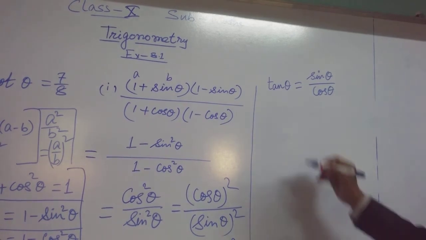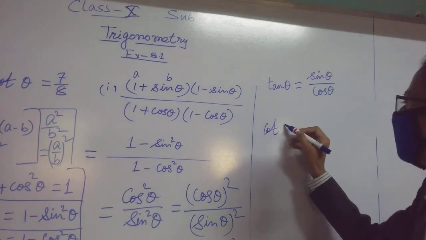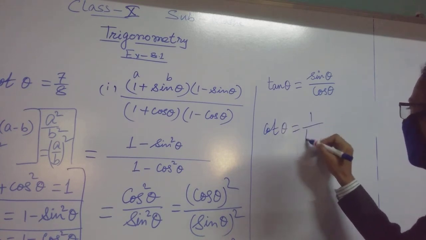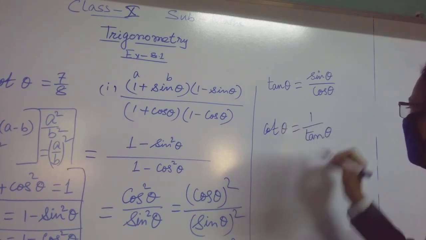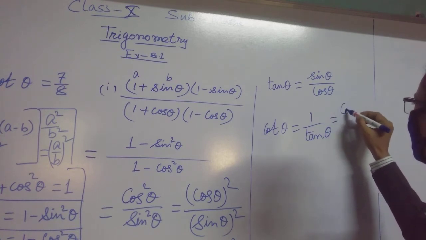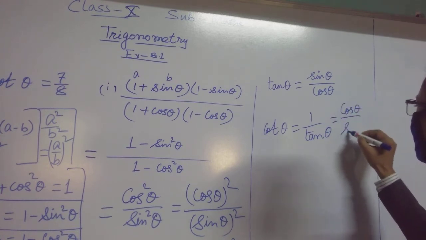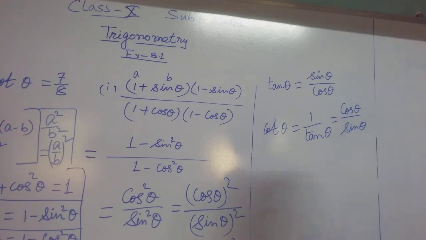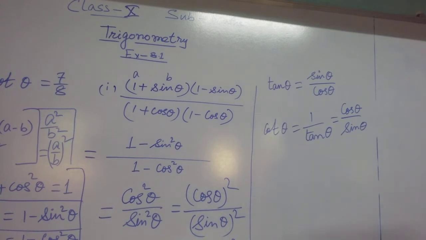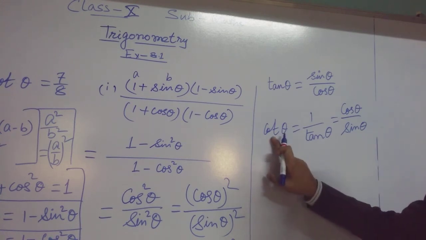So cot theta, which is 1 upon tan theta, that will be cos theta upon sin theta. Here also we got the same relation, cos theta upon sin theta. So this is basically cot theta.